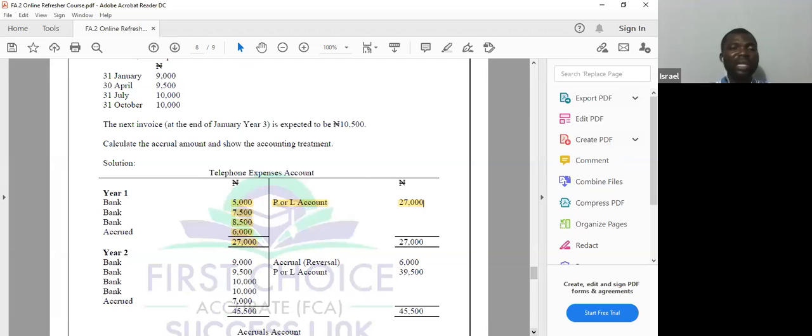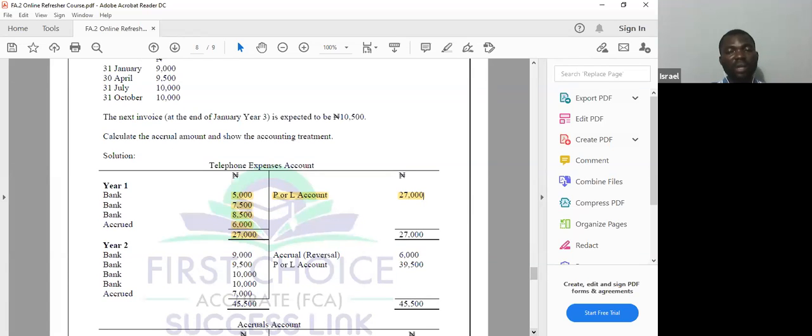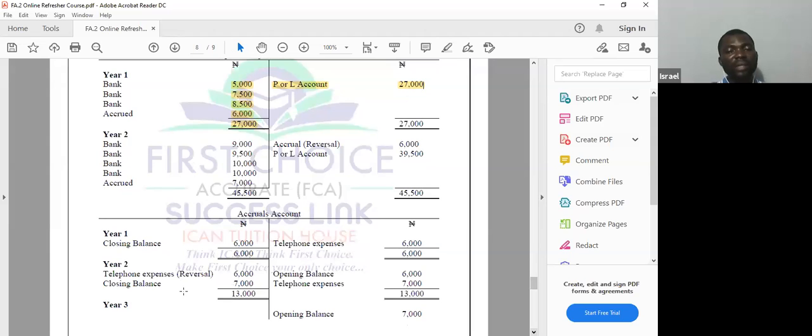Let's look at the accrued account. Now, the amount that we have debited to the telephone expense account is 6,000. It means that we need to come here and put 6,000. We have debited the telephone before, so we are crediting the accrued account. So we balance the figure together to give us this 6,000.